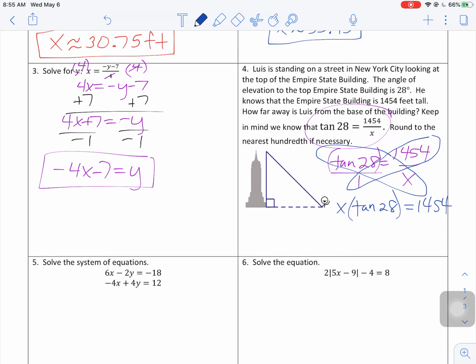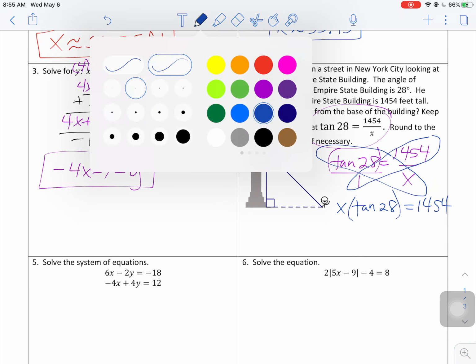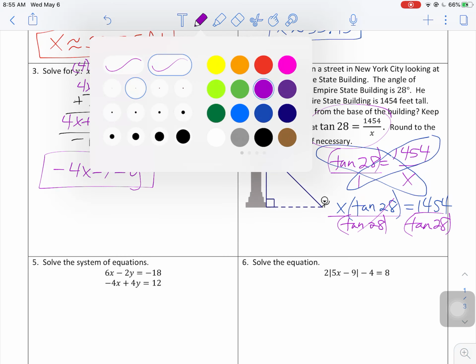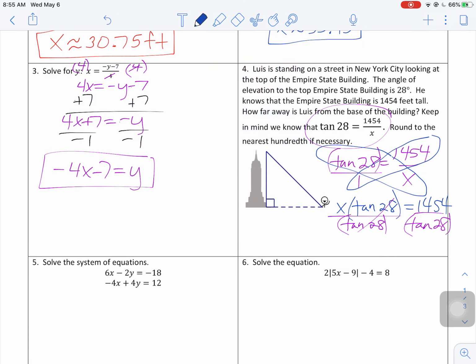And then we have x times tangent 28. So to undo multiplication, you have to do division. So tangent 28, remember, is kind of glued together. So you divide both sides of the equation by tangent 28. And then type it in to the calculator, making sure you're still in degree mode. If you haven't changed it, it shouldn't have magically changed on its own, but just a reminder to be in degree mode, otherwise you're going to get all those problems wrong.